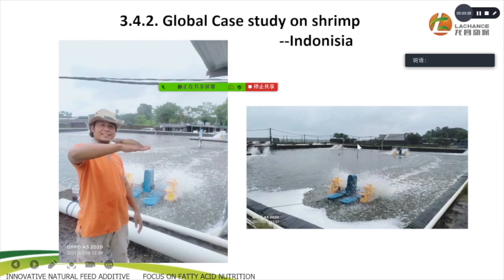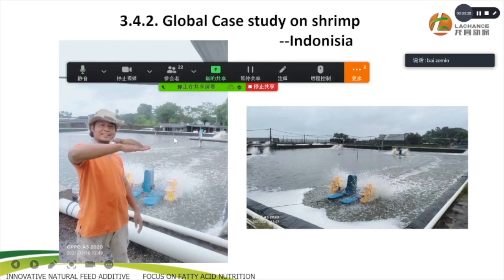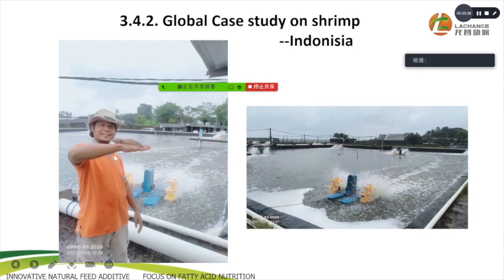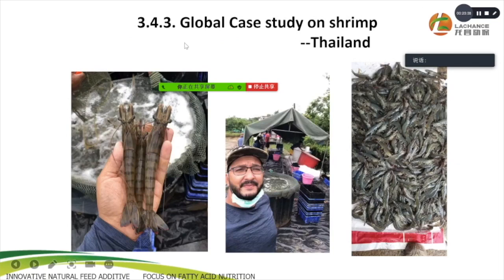Okay, this is from Indonesia. Also similar, they use the mud pond lined with HDPE, with similar results. Okay, the happy boss and the healthy shrimp. And this is from Thailand. Of course, we have many others, but the time is limited. I just shared, I think, these three global cases. Hopefully it can help our farmers. So this is from Thailand.